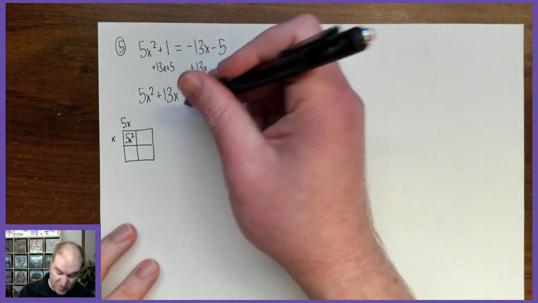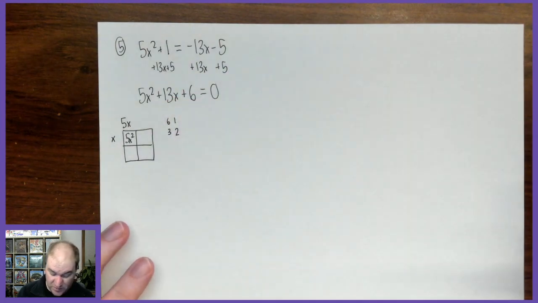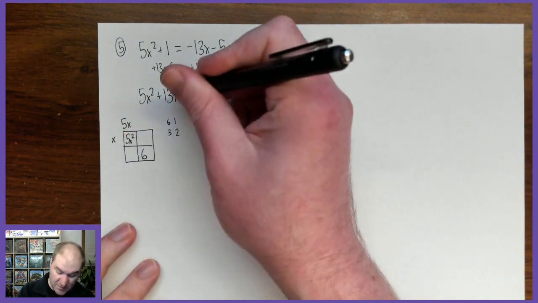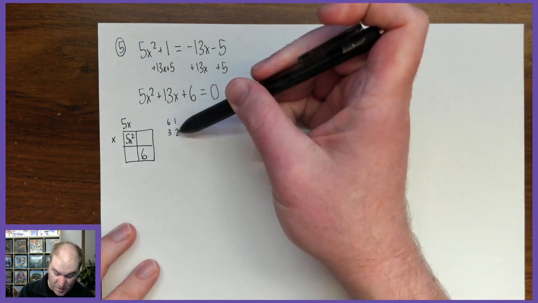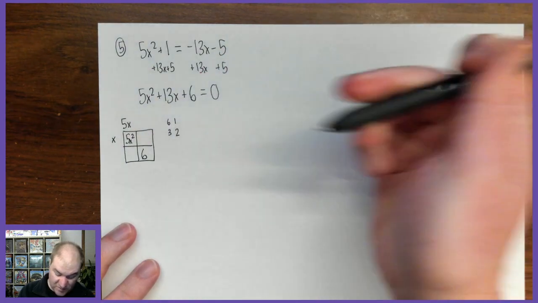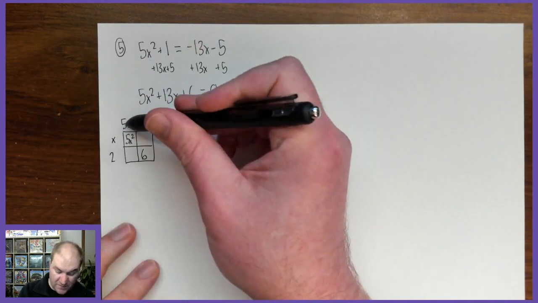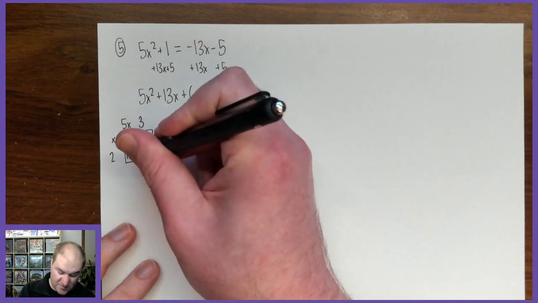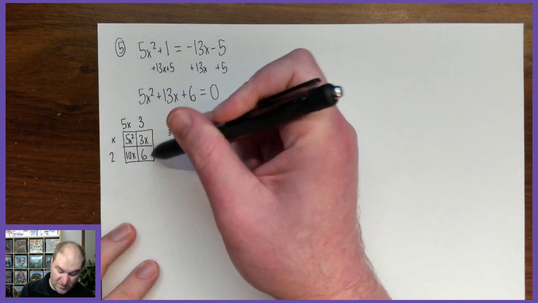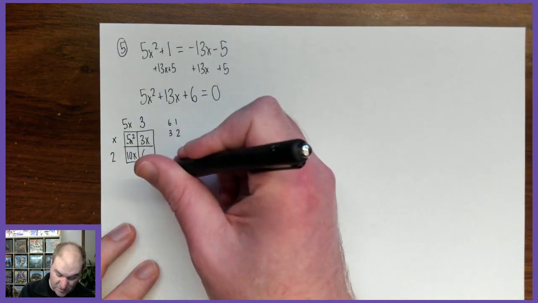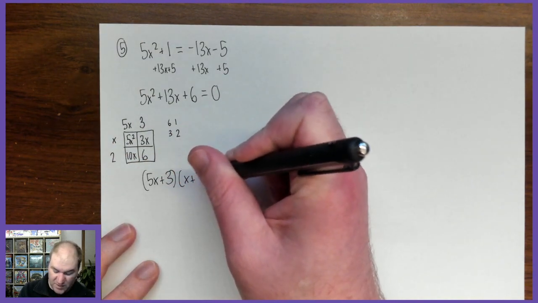For 6, there's only 2 ways to multiply to get 6, and that's 6 and 1 and 3 and 2. And if I need them to add up to 13, then let's do 5 times 2 plus 3. So let's put the 2 here and the 3 here. 5x times 2 is 10x. 3 times x is 3x. 5x squared plus 13x plus 6. So my two factors here are 5x plus 3 and x plus 2.